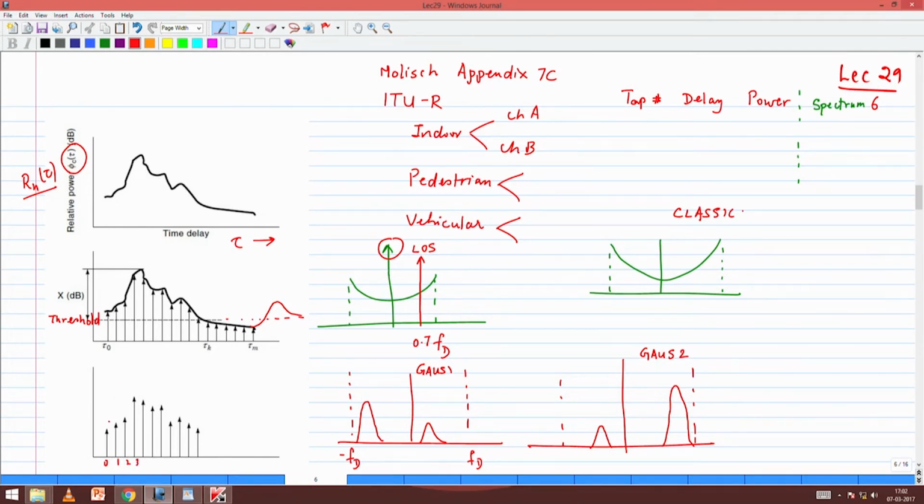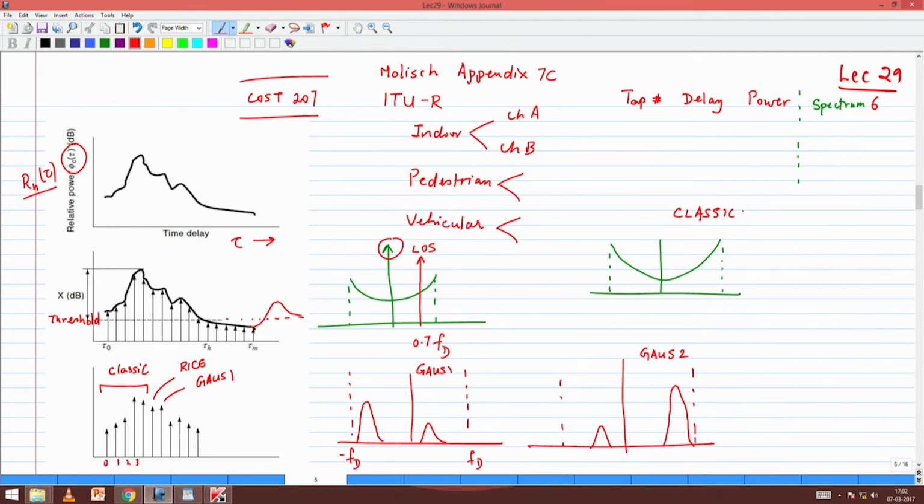Sometimes they will say that the first 4 taps are classic, which means they correspond to the Jake spectrum. Then they can call this one Rayleigh, then this one Gauss 1. That's how ITU models are specified, and COST 207. Please do read and make sure that you are comfortable with the explanations given and what they mean. So basically you have taken a power delay profile, you have sampled it, and you have gotten the distribution of the power.